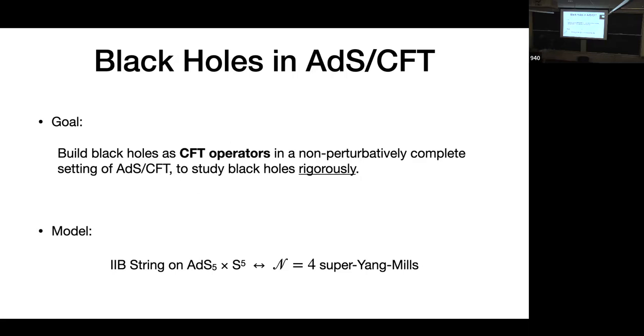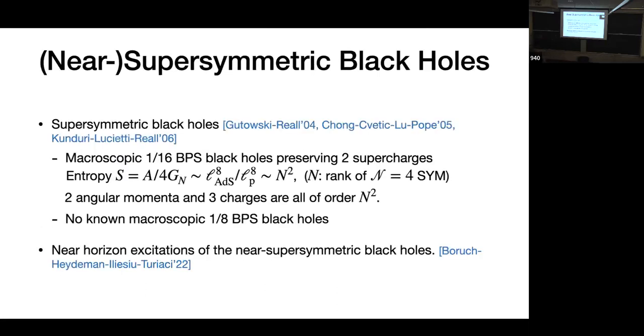The particular model that we will work with is the AdS/CFT correspondence. On the AdS side, we have type IIB string theory on AdS5 times S5. And on the CFT side, we have N=4 super-Yang-Mills. So let me tell you a bit about what black holes in AdS5 times S5 we have. First, there is a series of supersymmetric black holes.